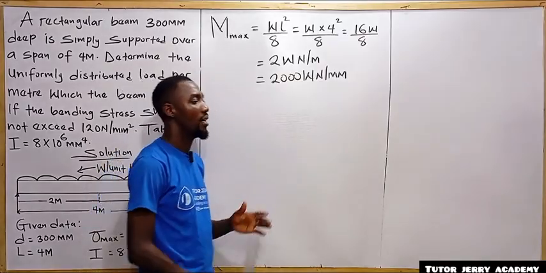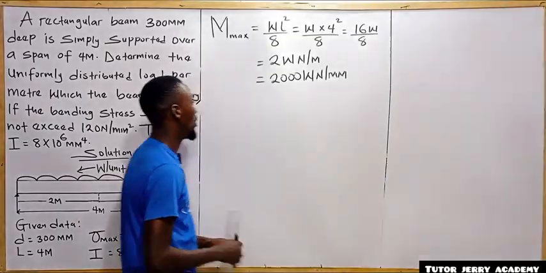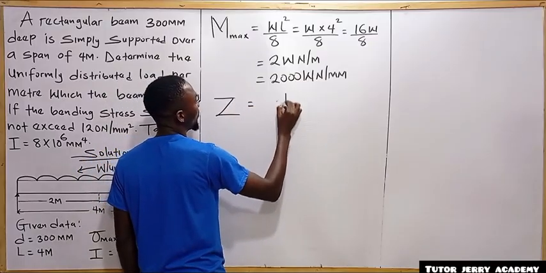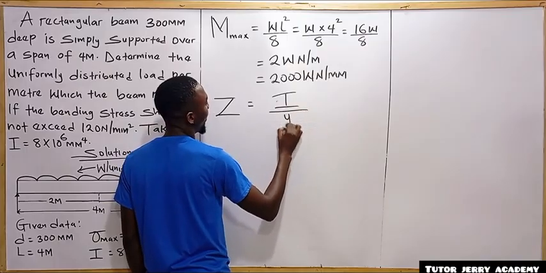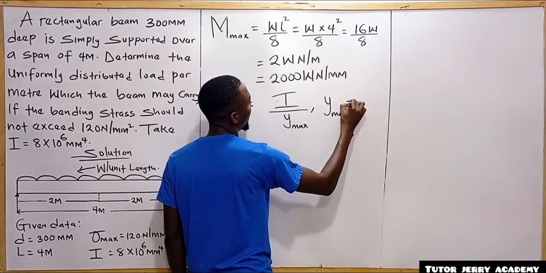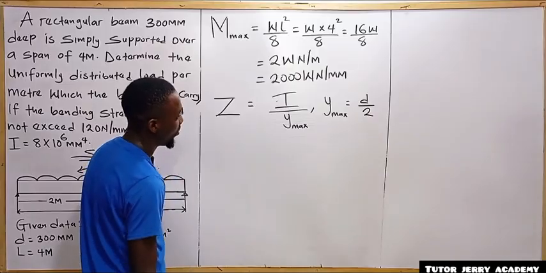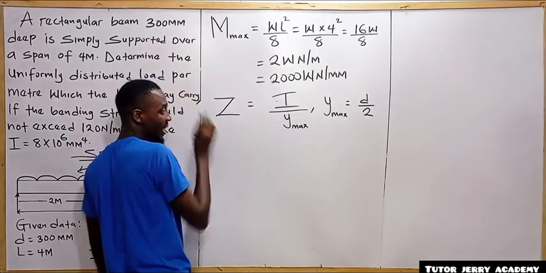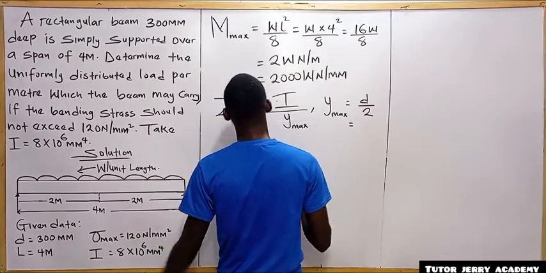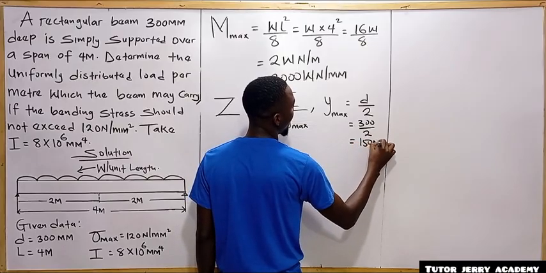All right, so the next thing we are going to calculate here is our sectional modulus. We know that our sectional modulus, denoted by Z, is equal to I divided by Y max. Our Y max, for a rectangular section, is D divided by 2, that is the depth divided by 2. So our Y max is going to be equal to, what is our depth? Our depth is 300. So 300 divided by 2. So this is going to give us 150 mm.